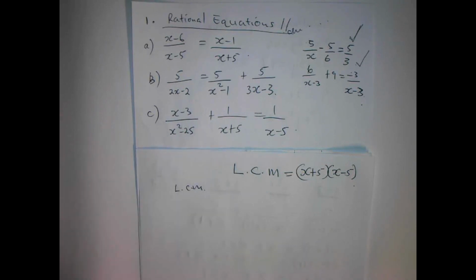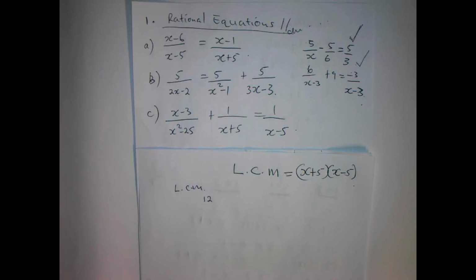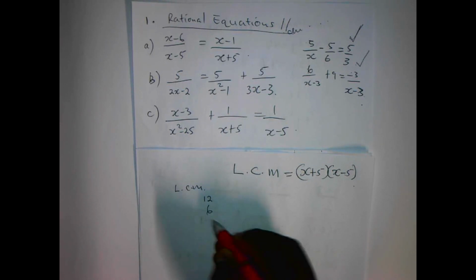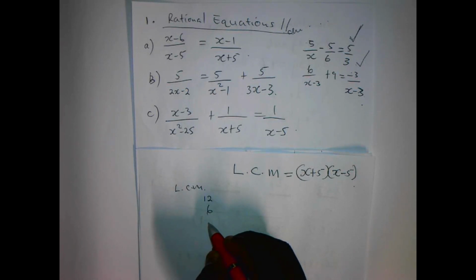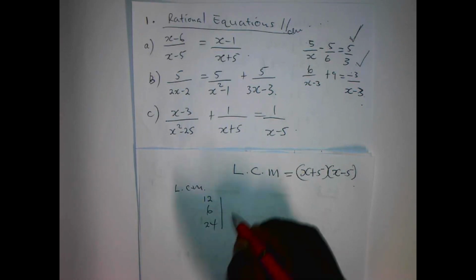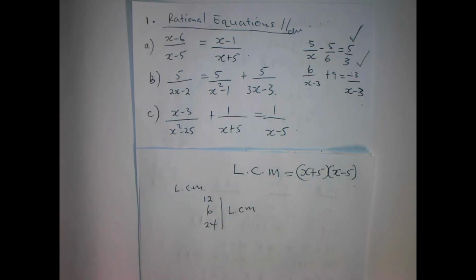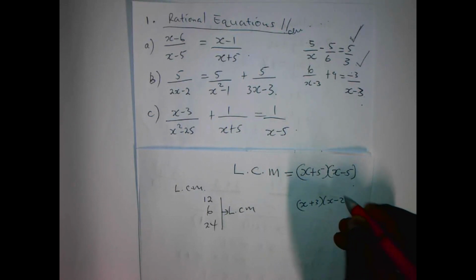But what I'm going to do, I will use simple numbers. Let me assume you are given 12, 6, and 24, and you are asked to find the LCM of these numbers. The same way we find the LCM for these numbers is the same way we find the LCM of, for example, x plus 3, x minus 2.